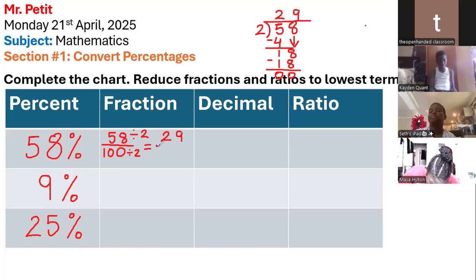All over. All right, 100 divided by 2, Seth. What is 100 divided by 2?